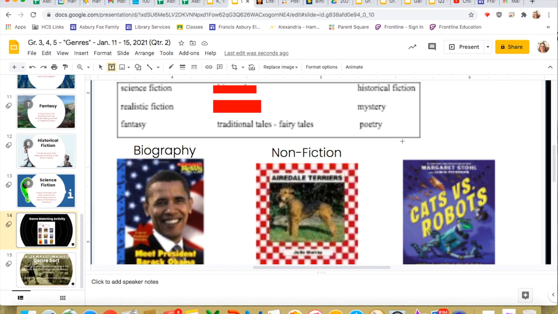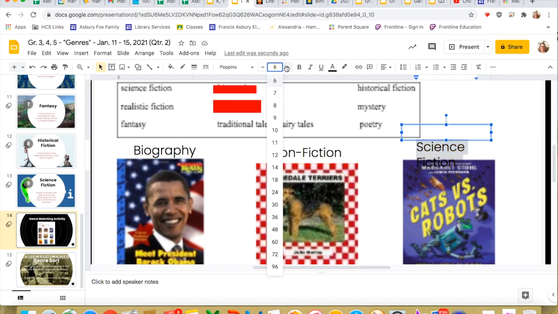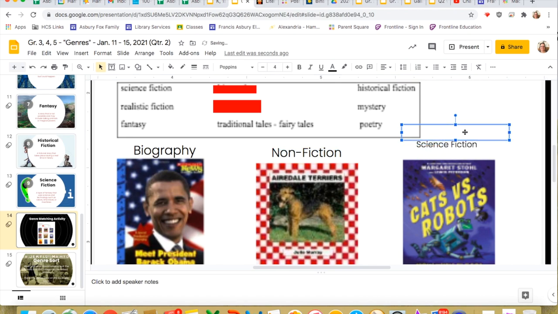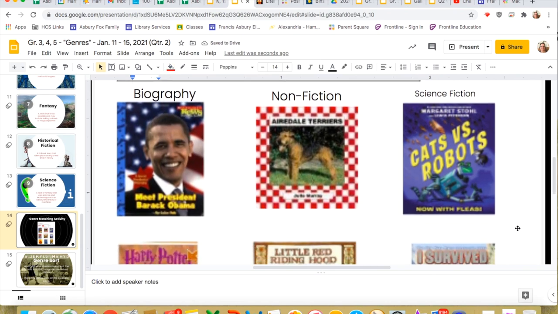Okay, so we are going to put our text box and then we will type in science fiction. Okay, make it a little smaller here. There we go. Okay, excellent. And then we will mark off our science fiction genre so we don't get confused. Okay, good job.